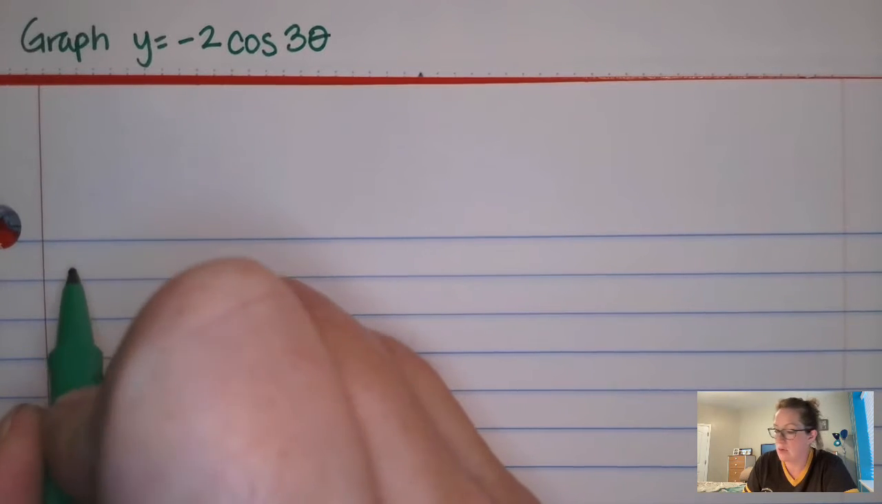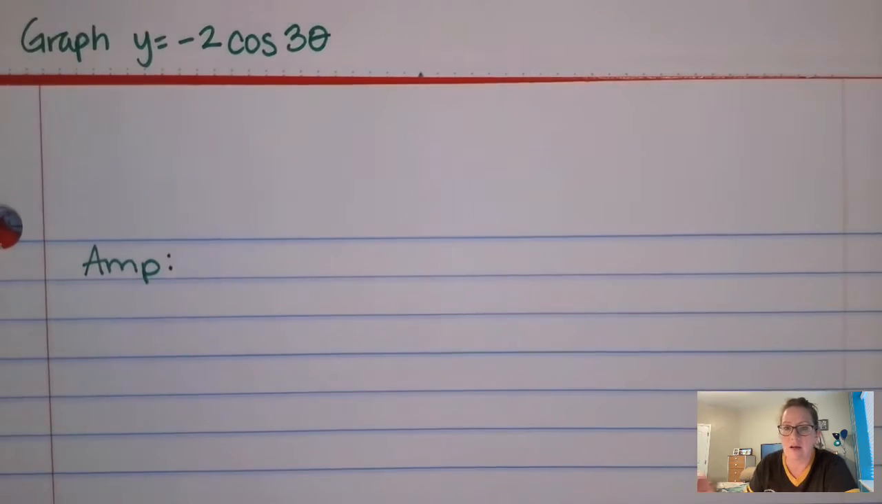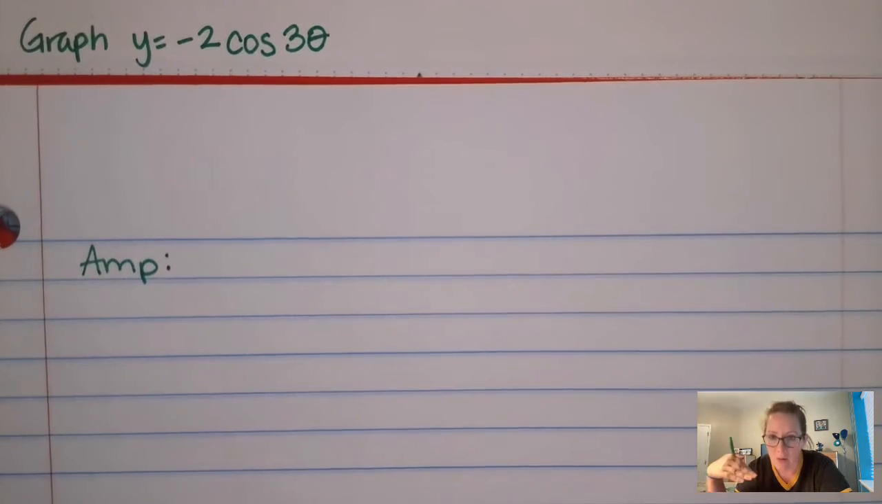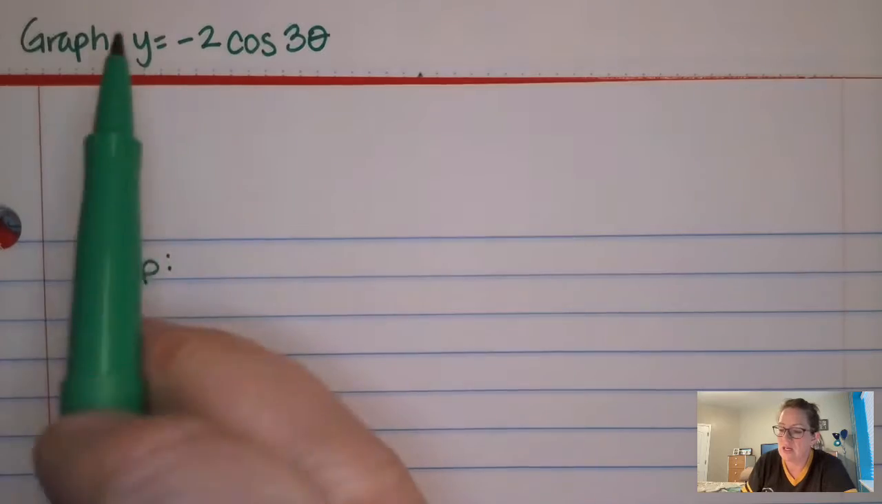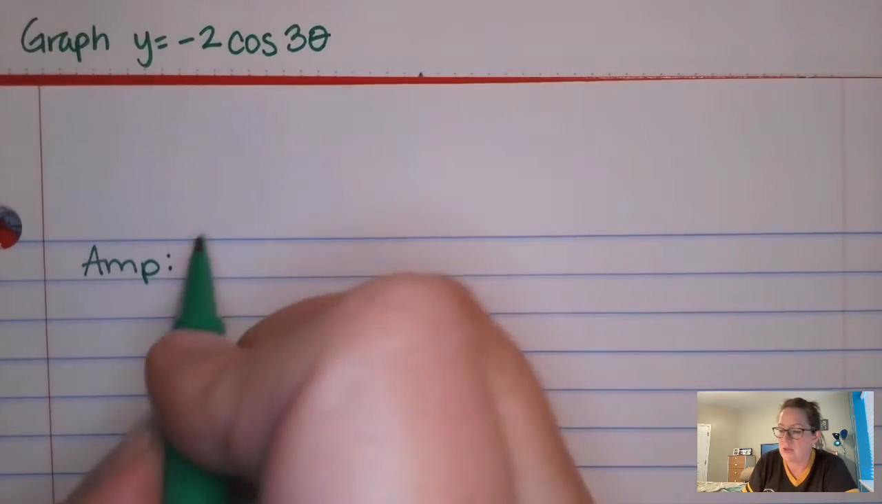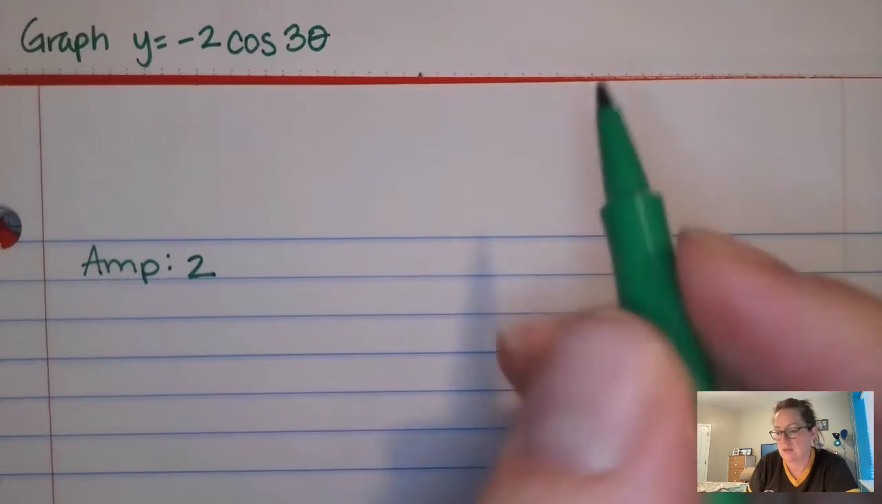So let's see, we always want to start with the amplitude. Amplitude is how high or how low something goes. It's just like absolute value, right? If I go down or if I put my car in reverse, I'm still traveling that distance. So even though this is a negative, my amplitude is just 2. The negative tells me what my function is going to look like.